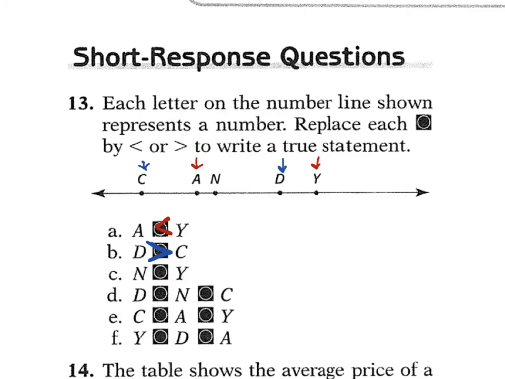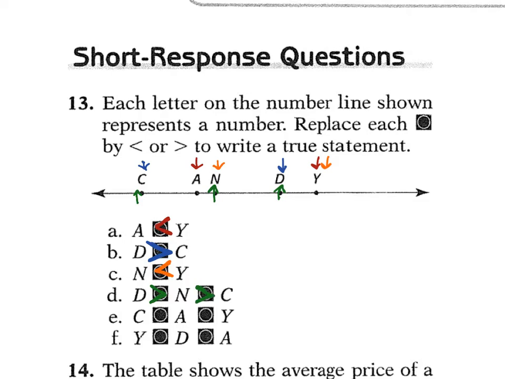For C, we have N and Y. Y is to the right of N, so that would be greater. For D, we have D and N, so D and N. The D is to the right of the N, so D is greater. And then N and C, so N and C, N is to the right of C, so N is greater.